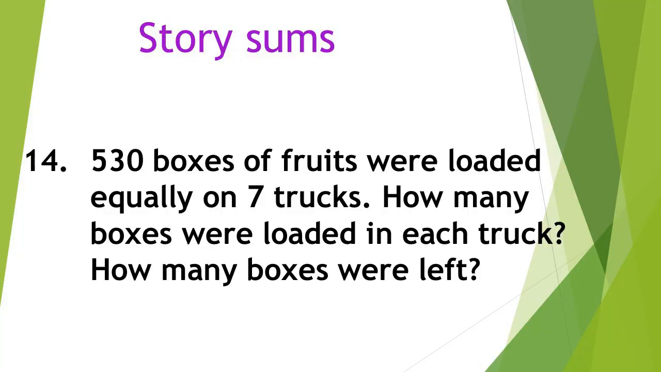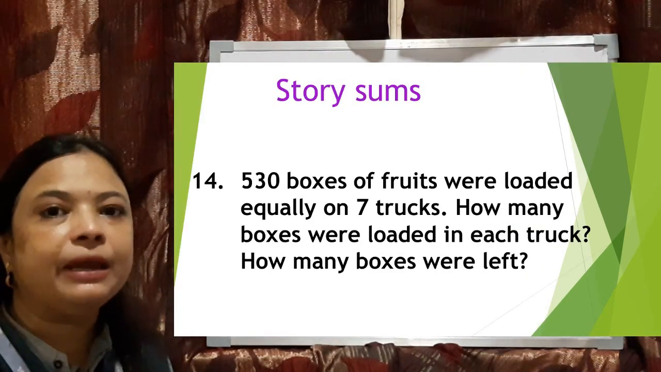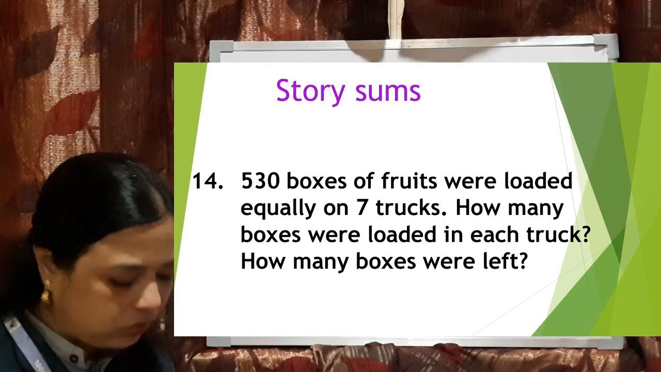Okay. Now sum number 14. What is given? See, sum number 11, 12 and 13 you will do on your own. We will move to sum number 14. What is given? 530 boxes of fruits were loaded equally on 7 trucks. How many boxes were loaded in each truck? How many boxes are left? Children, whenever the word left comes in story sums, that means our remainder will not be 0. Our remainder will be more than 0 here.